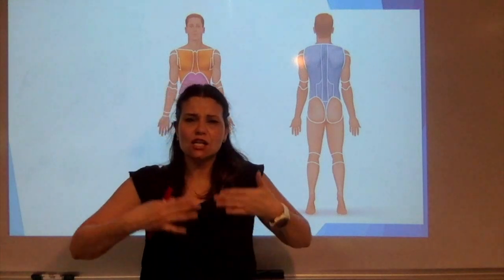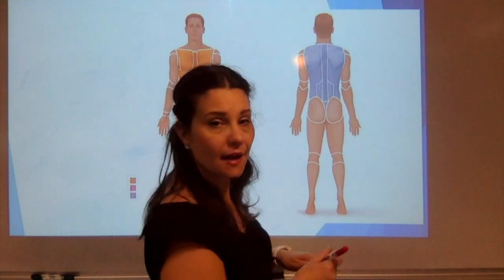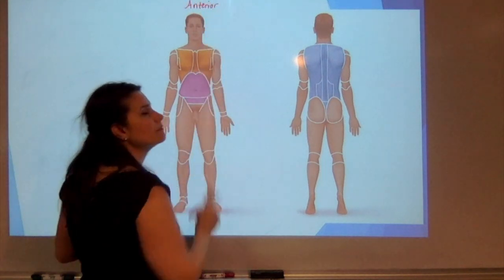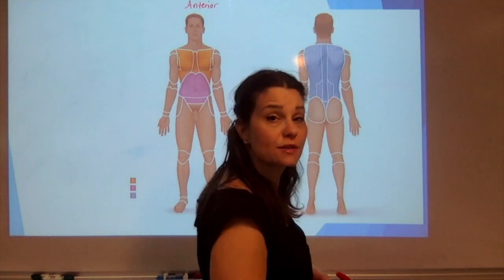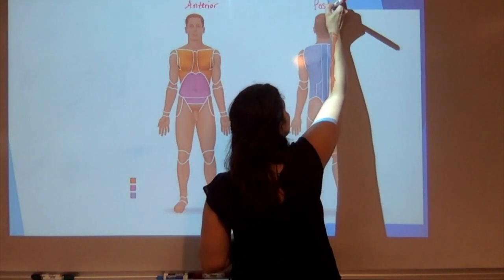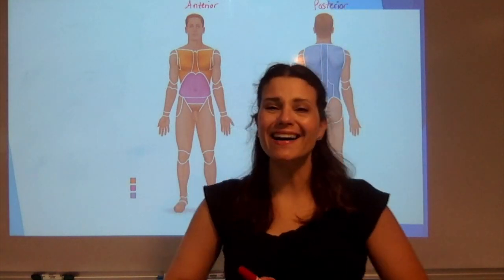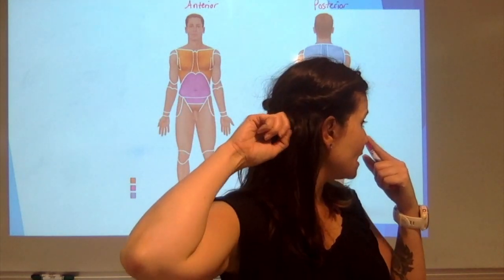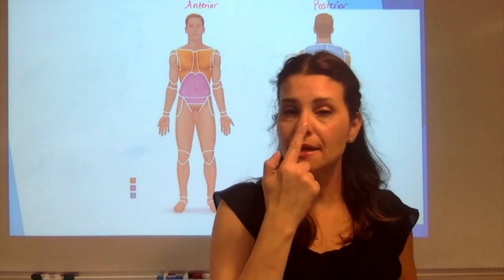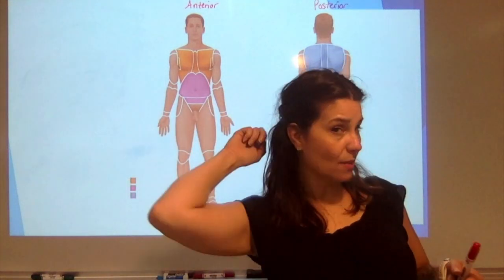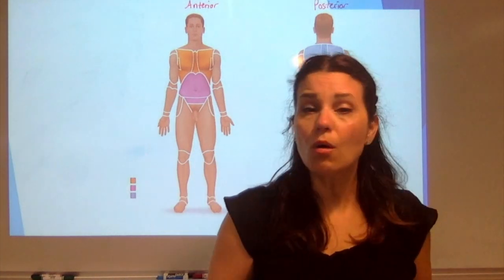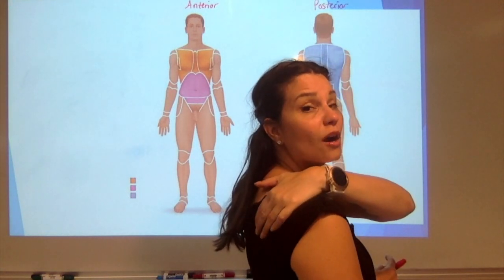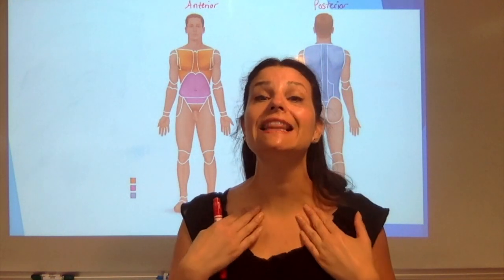Anything that is closer to the front of the body is considered the anterior. Anything on the back is the posterior. So if I said my nose and the back of my head, or the nasal and occipital, my nasal would be considered anterior to my occipital. Okay? Or I could also say my scapular is posterior to my clavicle.